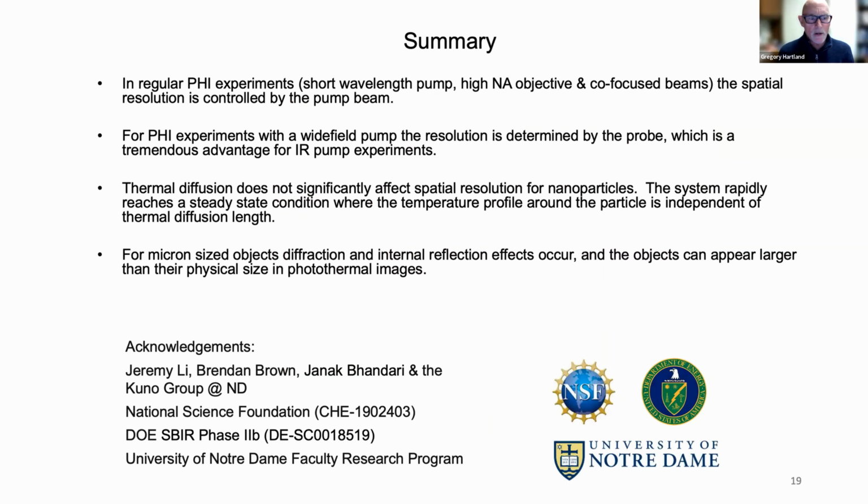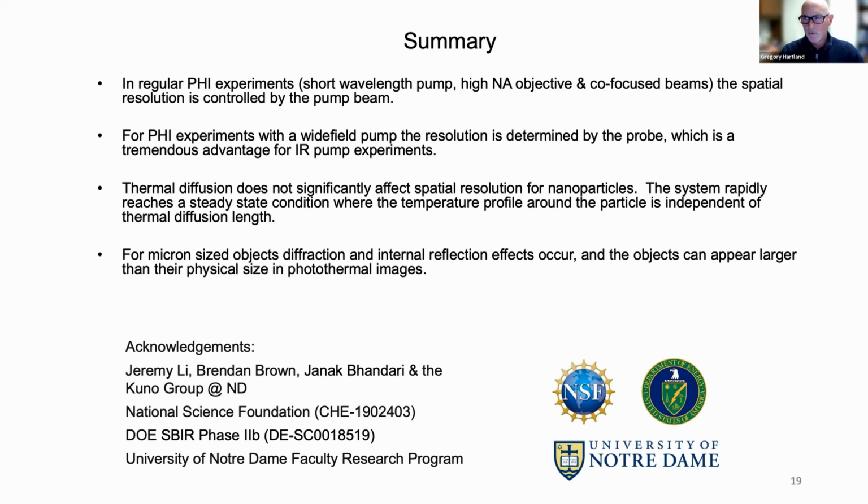So these are our conclusions of this. Firstly, you look at spatial resolution. If you do these experiments in the normal way, where you focus your pump and probe through a very high NA objective, then your spatial resolution is just going to be determined by the pump beam. When you have a large pump beam, which you can do in a wide field measurement, or when you use an infrared pump laser, for example, then the spatial resolution is determined by the probe. So that's good for IR measurements, but potentially has some problems when we're looking for heat diffusion.